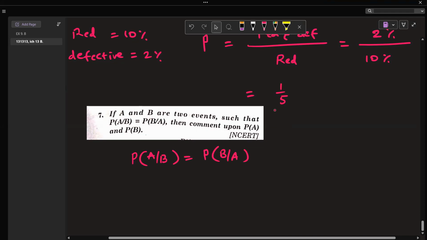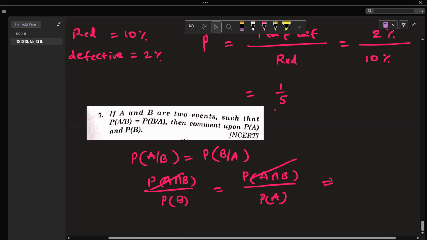What is the formula for P of A by B? P of A intersection B by P of B. Is equal to, what is P of B by A? P of A intersection B by P of A. Okay, look at this. Both got cancelled, P of A intersection B together. This means P of A is equal to P of B.